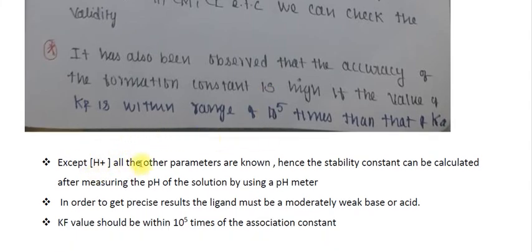Then except H plus, all the other parameters are known. Hence, the stability constant can be calculated after measuring the pH of the solution by using the pH meter.